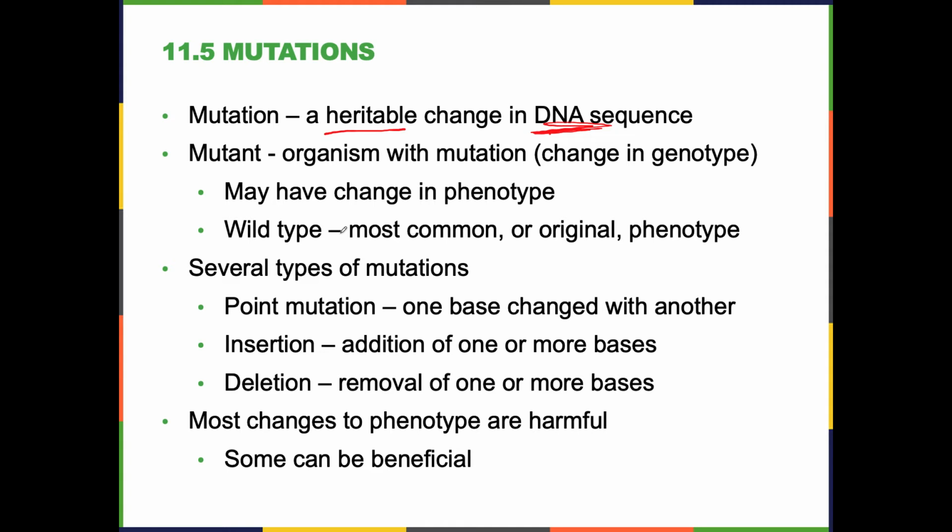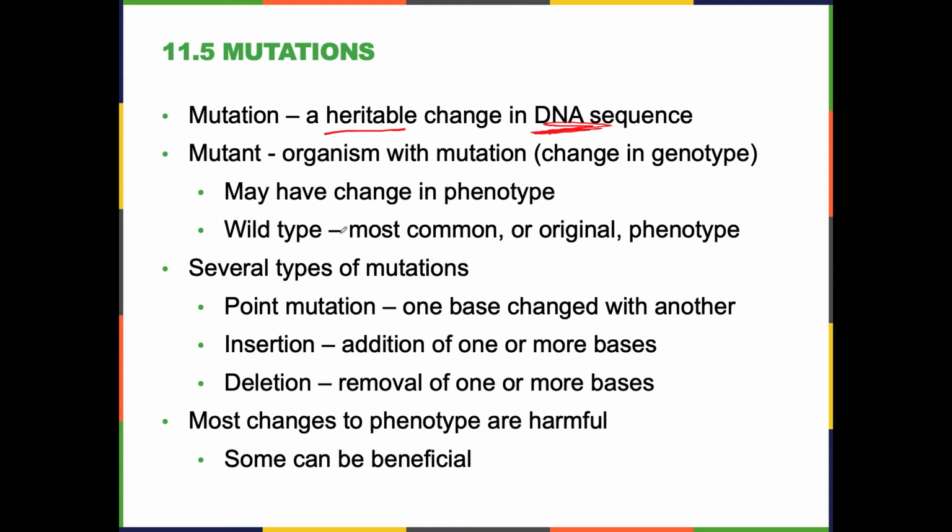So we call the original the wild type, the most common or original phenotype. Sometimes a mutation is so beneficial that everyone has it. It becomes kind of like the new wild type. But regardless, wild type is what it used to look like, and the mutant is what it now looks like. And there are several types of mutations, which technically is two types.